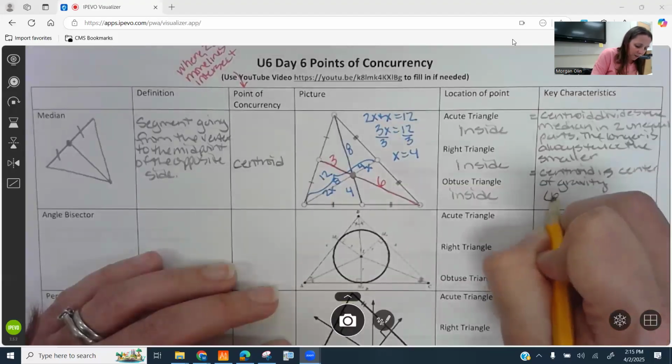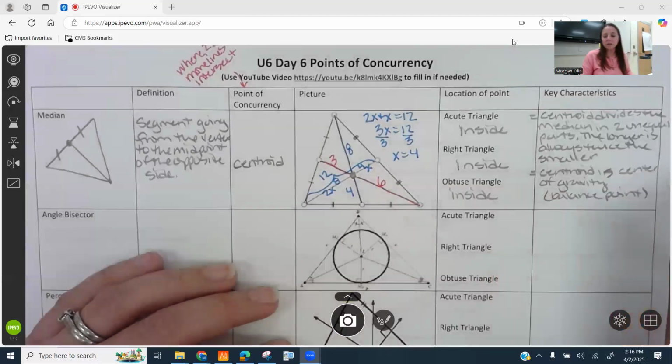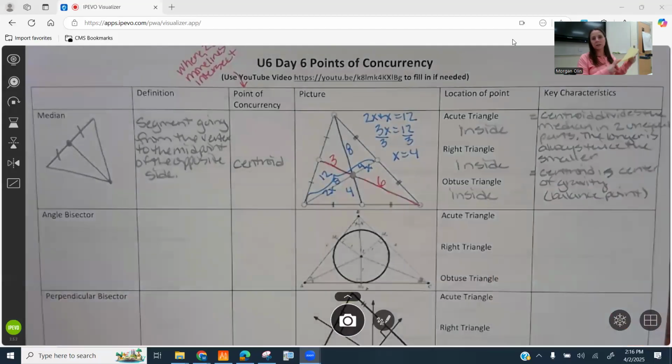Okay, or the balance point. Basically, if we were to take, say, a piece of paper, say like this, if it was a triangle, if the centroid was right there and I took a pencil or my finger, I could balance it right here and it would balance on that point, which is called the centroid.